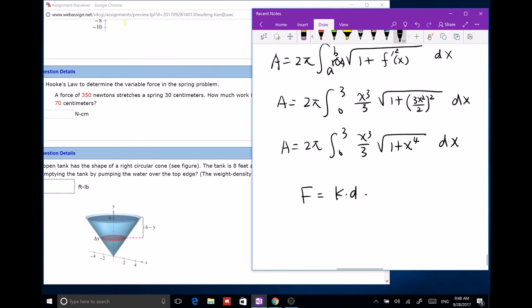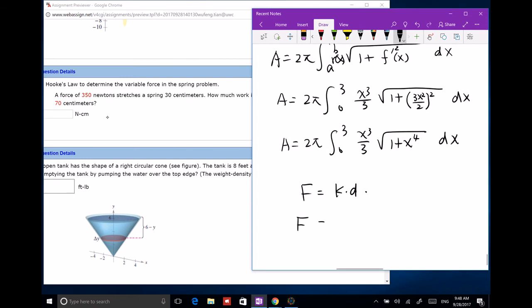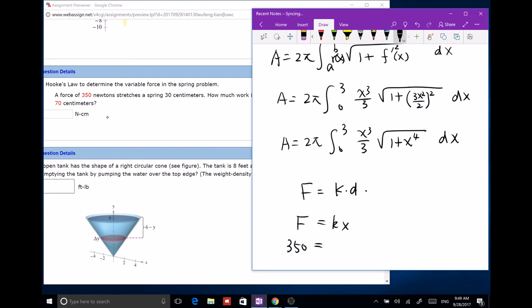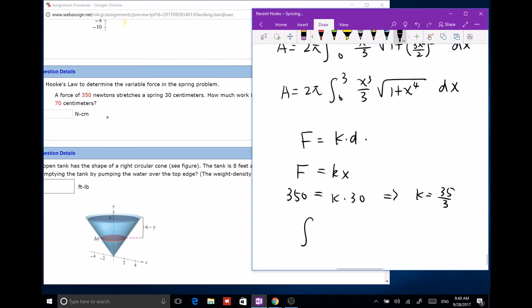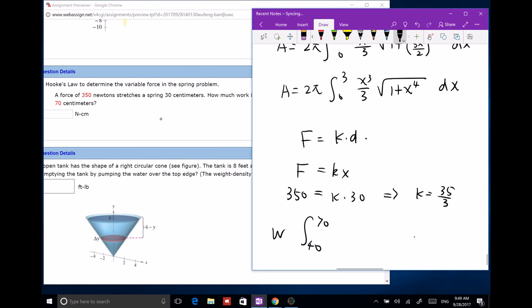Yes. Okay. I'll give you a quick way. F equals K times X. 350 equals K times 30. You solve, K equals 35 over 3. So now the integral is from 40 to 70. And the work from 40 to 70, of kx, 35 over 3, x dx. That's it. Does it make sense to everyone?